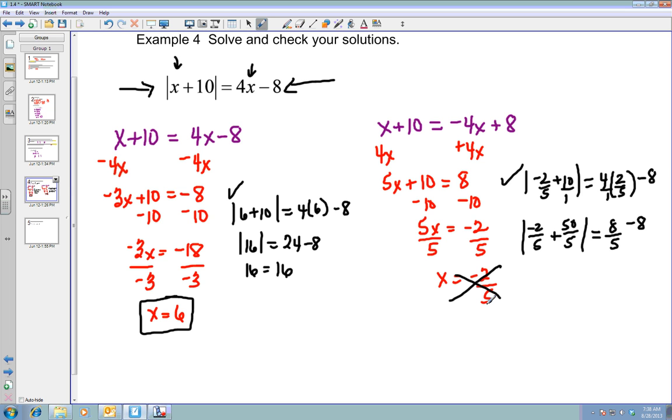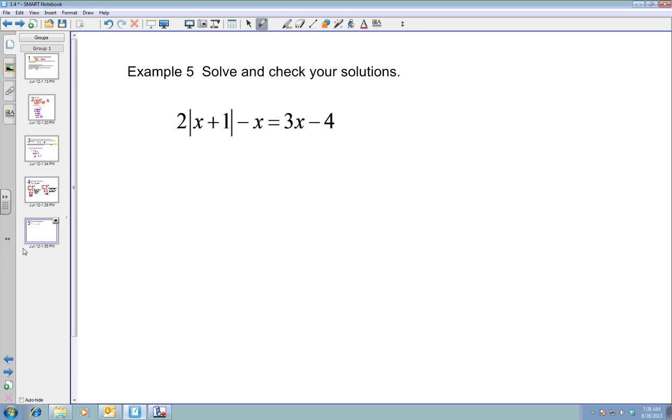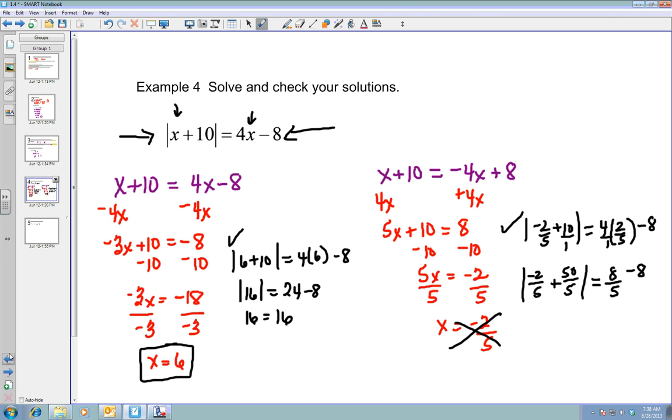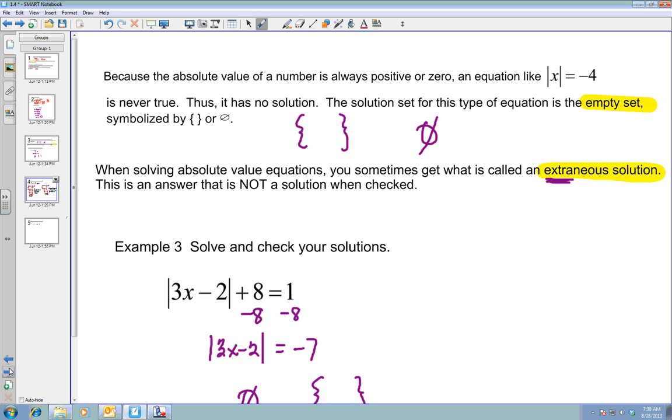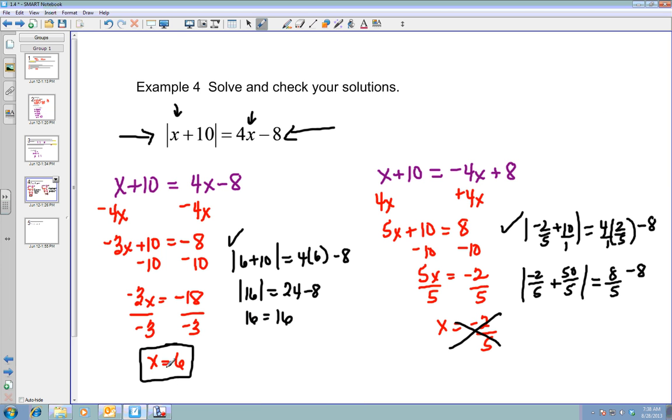Okay, so here's the last example. Example 5. First thing we're going to do, oh, I need to go back for a second. Let me make sure I did that one. I need to write this answer as a solution set. So the solution set is 6. Okay, we're going to put our answer in those brackets saying that it is a set.